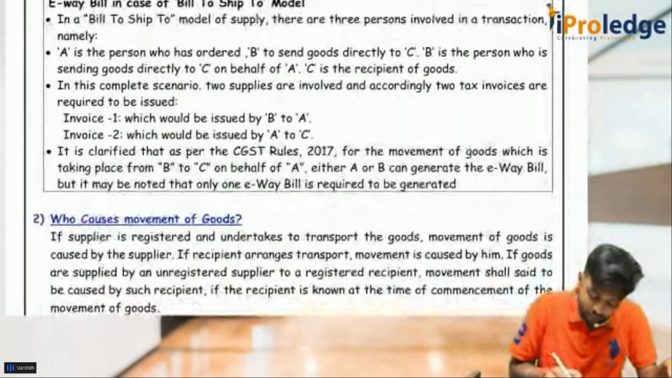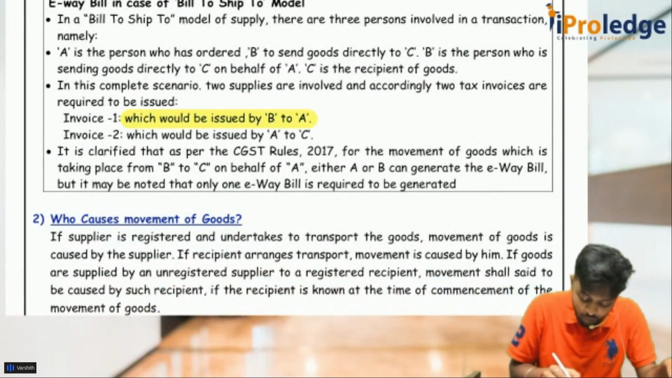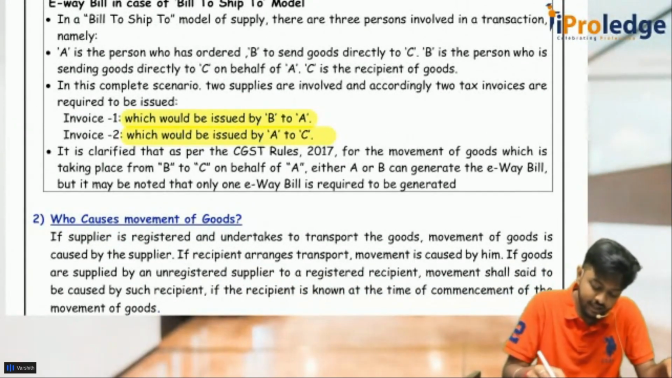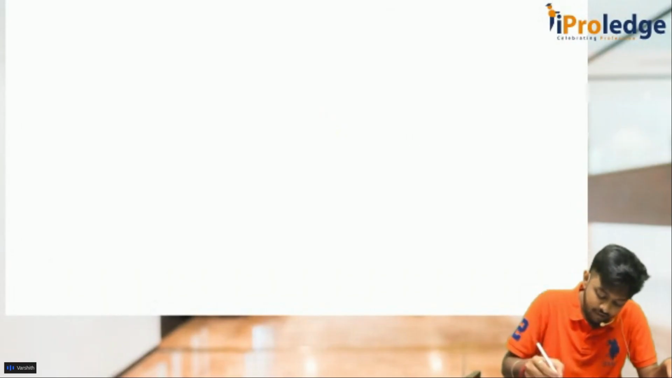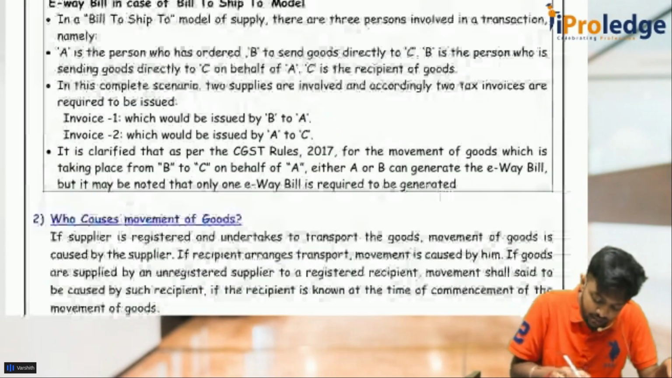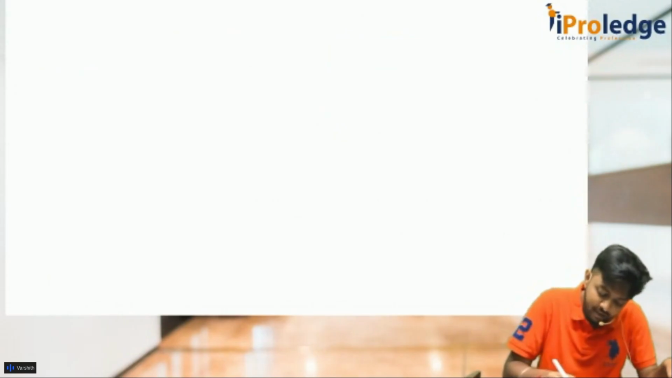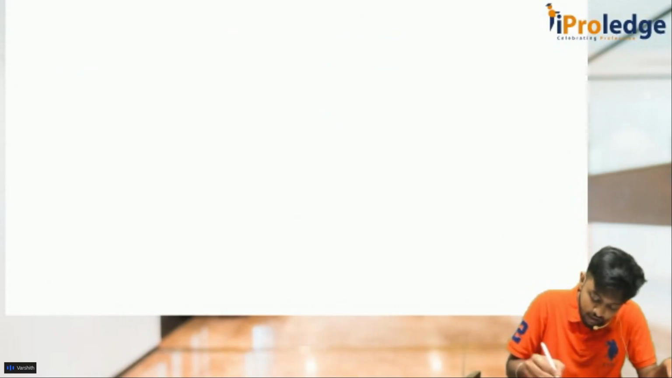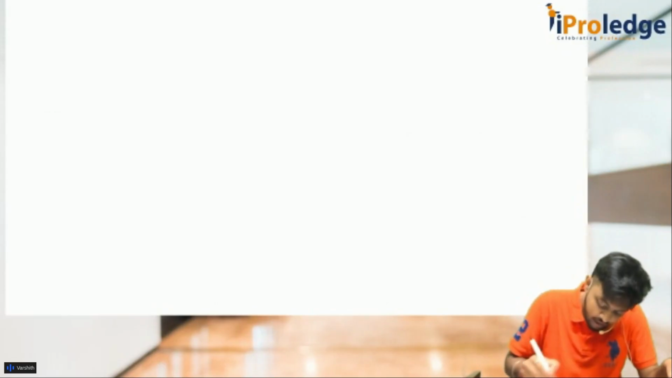So there are two supplies that are happening here. One B to A, one more is A to C. And better example guys, their example is different, okay? Ours is different. Here see, A is the person who has ordered B to send goods directly to C. Only thing ulta is this here, okay?